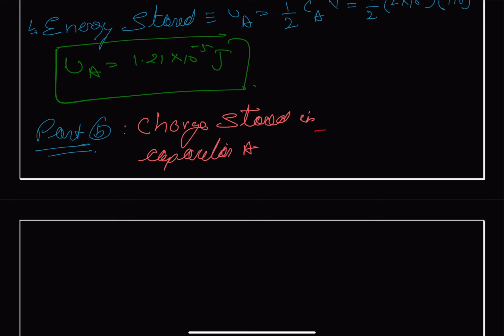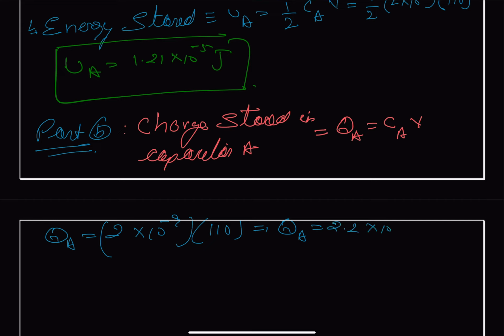So the charge stored in capacitor A, let us call that QA, will be equal to the capacitance of A multiplied by the supply voltage V, and from here we get QA will be equal to CA, which was 2 into 10 raised to power minus 9, and the voltage is 110. So this gives us that our QA, that is the charge on the capacitor, will be equal to 2.2 into 10 raised to power minus 7 coulombs.